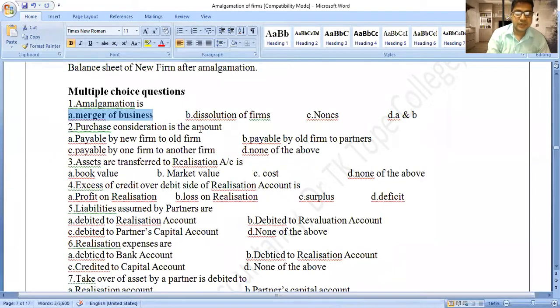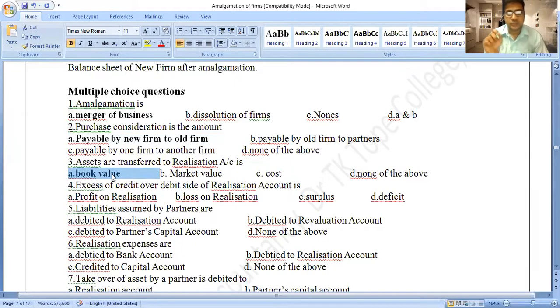Purchase consideration is the amount payable by new firm to old firm, payable by old firm to partner, payable by one firm to... Answer is A, payable by new firm to old firm. Assets are transferred to realization account is: book value, market value, cost, none of the above. Answer is book value.